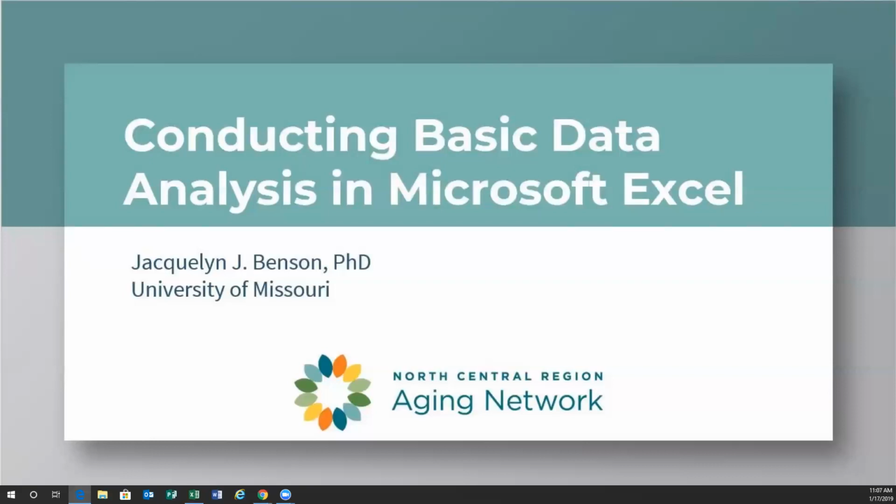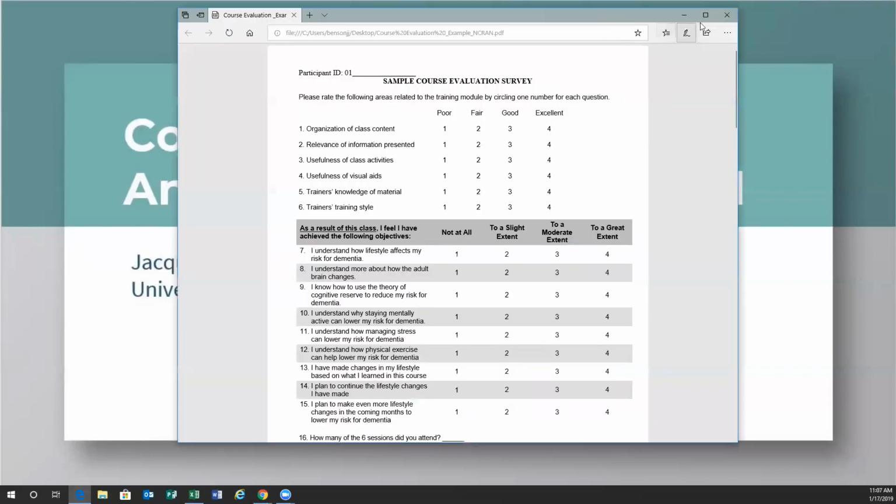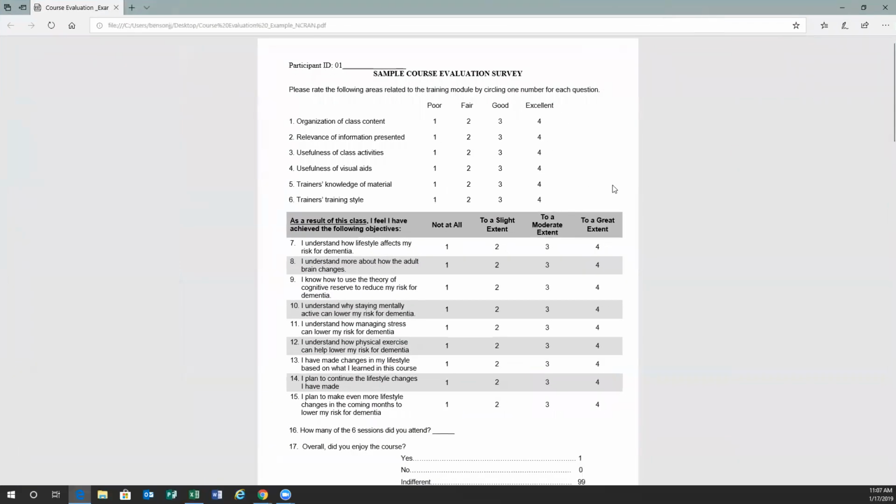So to begin, before you can use Excel, what you'll need to do is prepare the surveys that you had participants fill out. Here is an example of a survey that you might pass out to participants who visited your classroom and participated in your course. This is an example of an evaluation that we use here at the University of Missouri for a course that we offer on brain health.